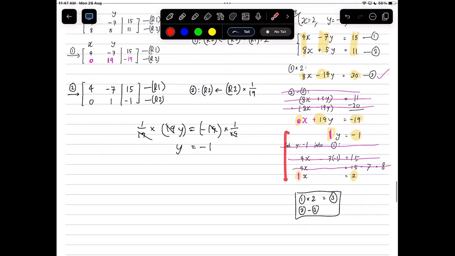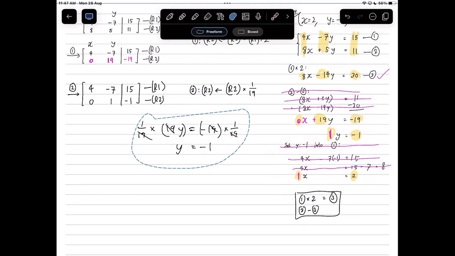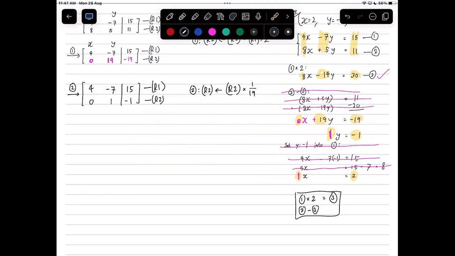What we did next over here, we sub y equals negative 1 into equation 1, right? So what this means is, essentially, here's what we can do. I'll delete this. We can think of it like this. There's a negative 7y on top here, right? You see? It's actually 4x minus 7y equals 15. This is 0x plus 1y equals negative 1. But we don't write the x. We don't write the 1.